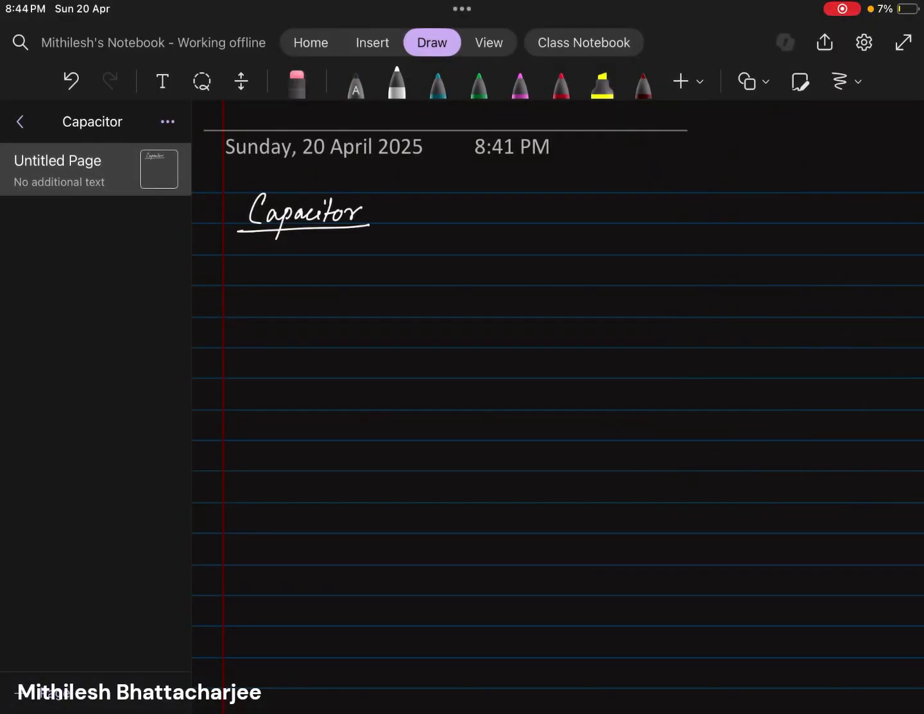Okay, so today we'll discuss the capacitor. This is our class 3 of the electrostatics module. Now we'll discuss the capacitor. Fine. So what is a capacitor? A capacitor is a device that can store energy in the form of electric charge.